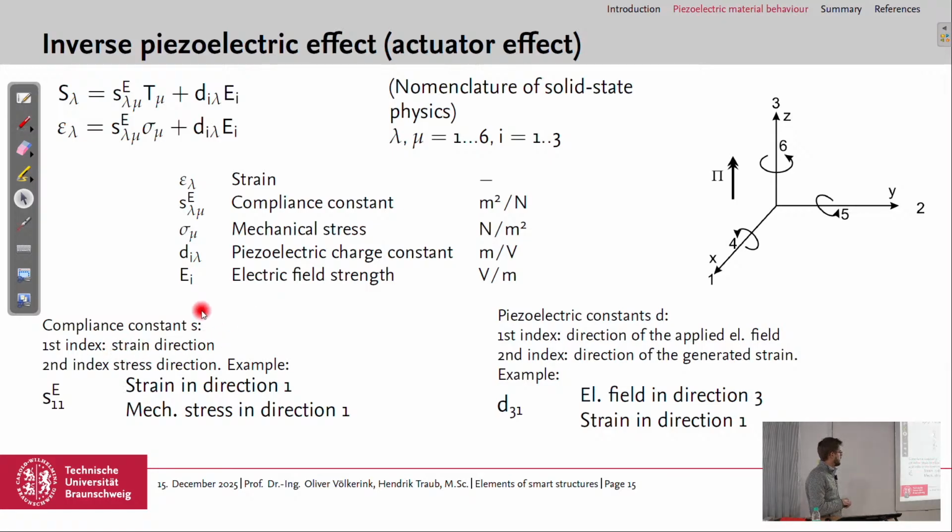And again, the 2 indices: for the compliance constant S, the first index is the strain direction, and the second one is the stress direction. So S11 would be strain in 1 direction and mechanical stress also in 1 direction at a constant electric field. And for the piezoelectric constant d, the first index is the direction of the applied field. So again, 3 direction in this case, and the second index is the direction of the generated strain, so the 1 direction in this case.